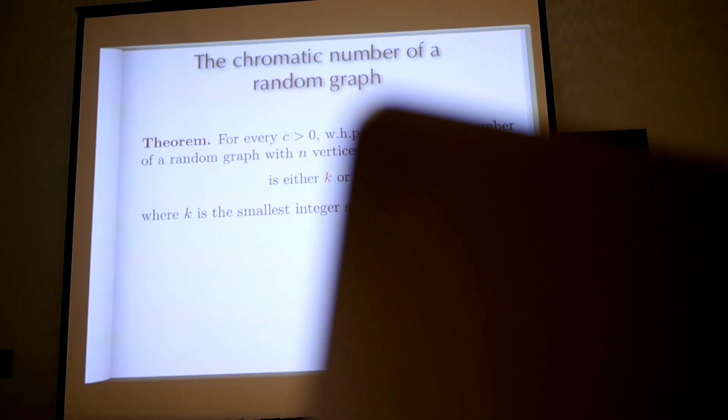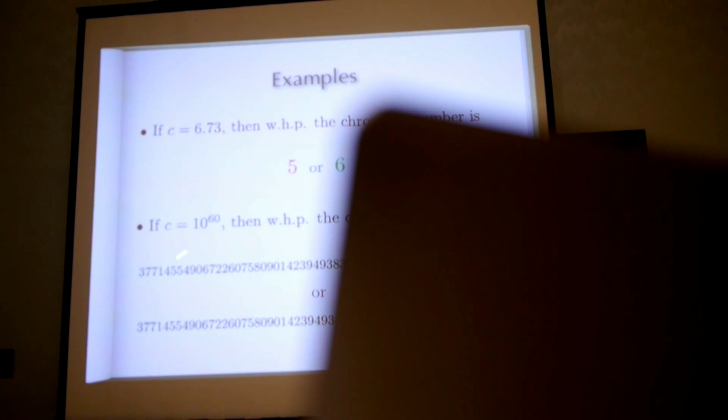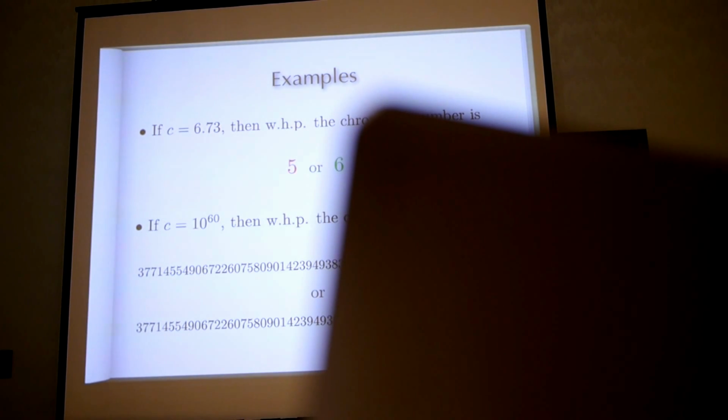Remember, the chromatic number of a graph is how many colors you need so that you can color the vertices such that adjacent vertices receive different colors. This is a standard NP-complete problem. So this says, if the number of edges is 6.73 times n, so the average degree is about 13, then with high probability the chromatic number is either 5 or 6. On the other hand, if c is 10 to the 60, then with high probability the chromatic number is either this or this.